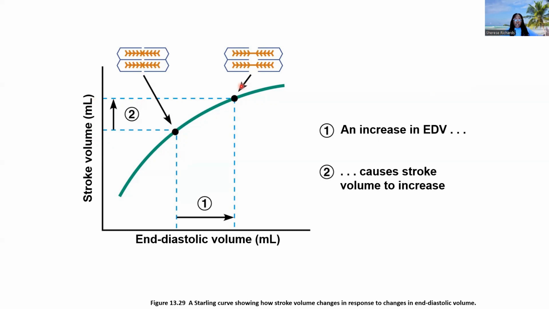If we can stretch that sarcomere out more by filling more volume, we have a higher end diastolic volume, and therefore we have a higher ejection, so we have a higher stroke volume.